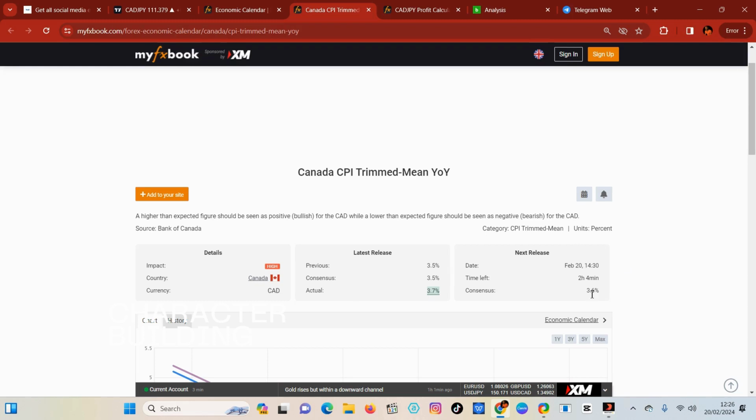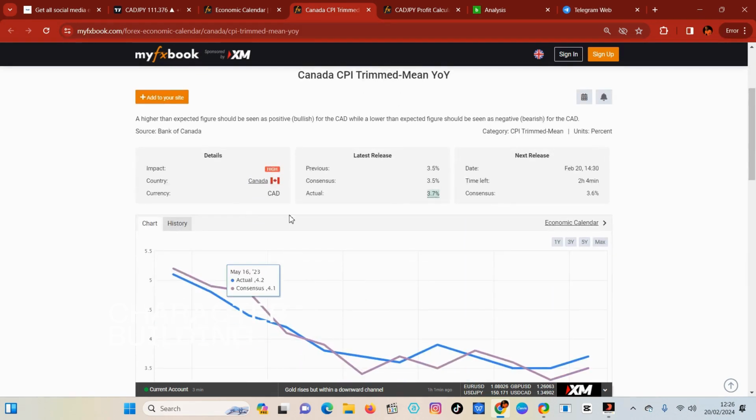So what they say is a higher than expected figure should be seen as positive, bullish. This is a lower figure, because the former one was 3.7 and this one is 3.6. So that means all the Canadian dollar pairs, all the pairs combined with the Canadian dollar, will all sell deeply. But it depends, you have to combine with technical analysis.